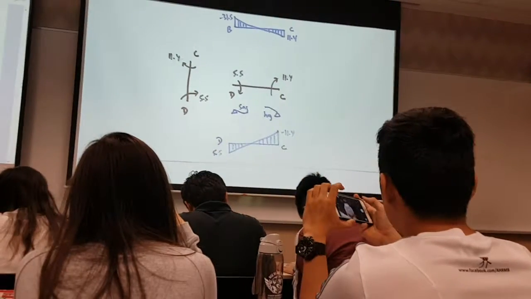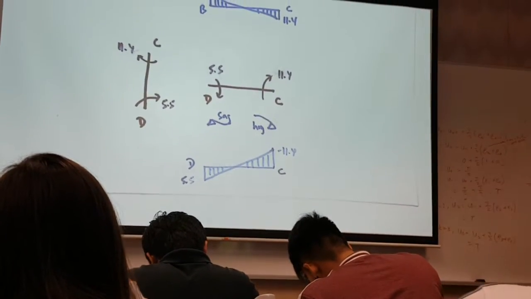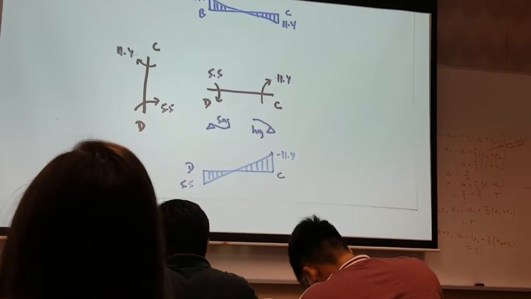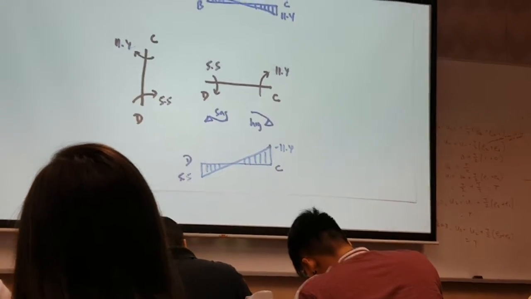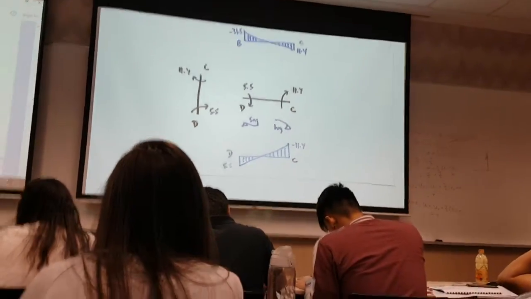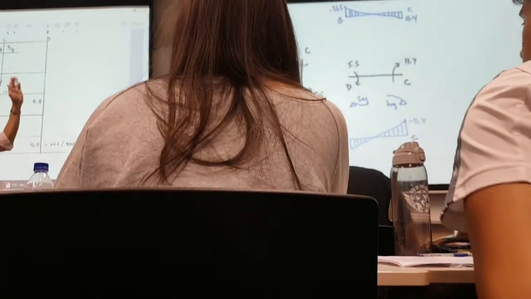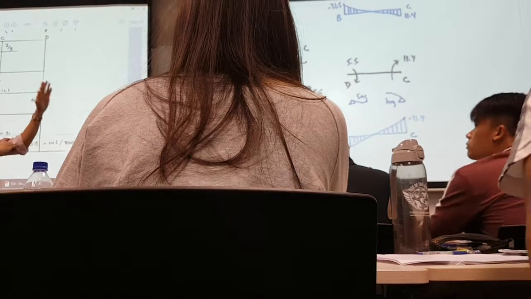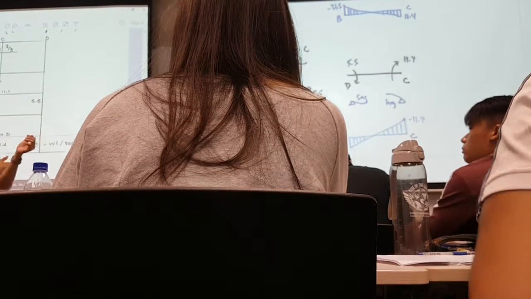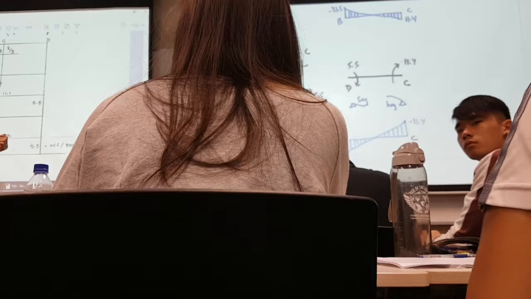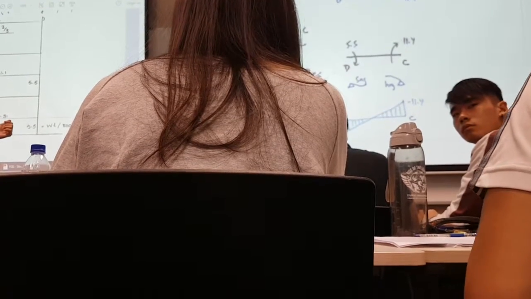It is actually negative, so it's actually 11.4. Yes. So why do you position it DC instead of CD? In this case, for my easy visualization, because this is DC, I just basically collapsed this down. If I put it as CD, the negative and positive values will swap.